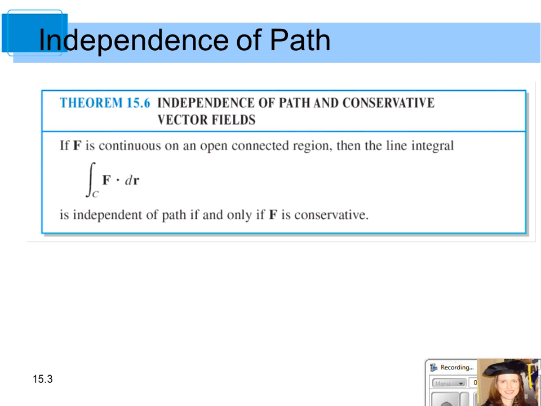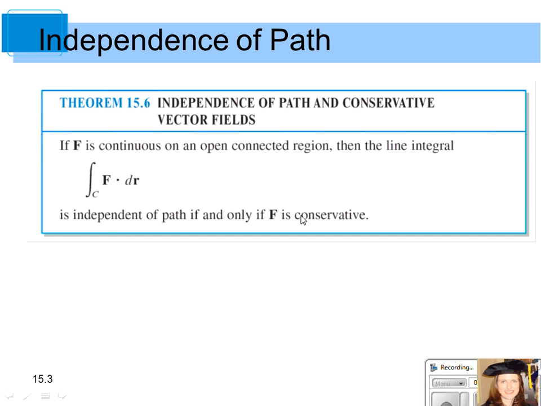This theorem is about the independence of path in conservative vector fields. If that vector field is continuous, then the line integral of F dot dr, that's your line integral for work, is independent of path if and only if F is conservative. So that means it doesn't matter what path you take. If the vector field is conservative, the work is going to be the same no matter what path. It's independent of the path.